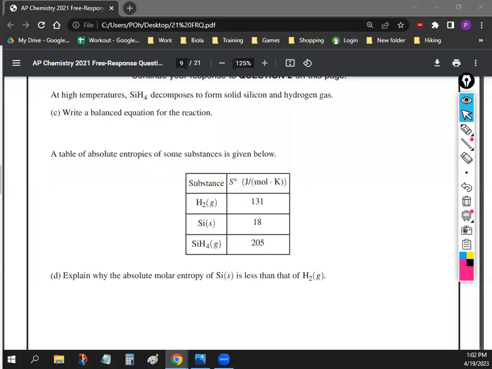Okay, so for part C, we're gonna be writing the balanced equation for this right here. It says SiH4 decomposes to form solid silicon and hydrogen gas. And if you look above, it tells you that SiH4 is a gas. Then you just need to balance it. So right here, and that's it. Easy peasy.